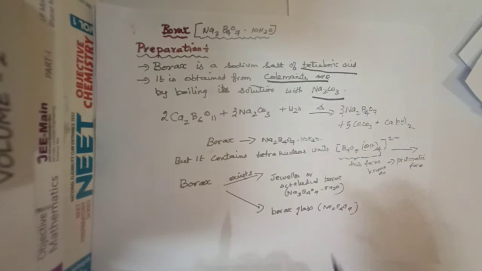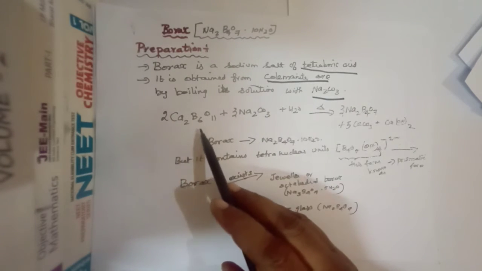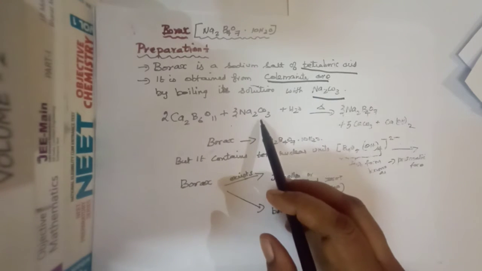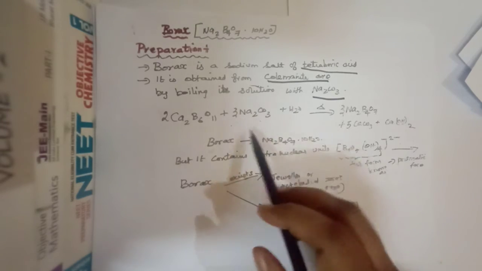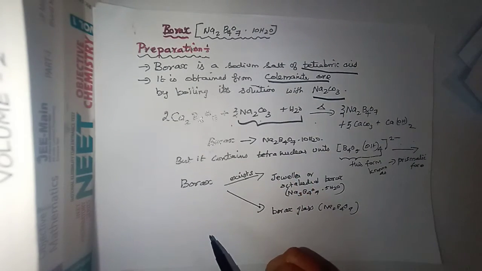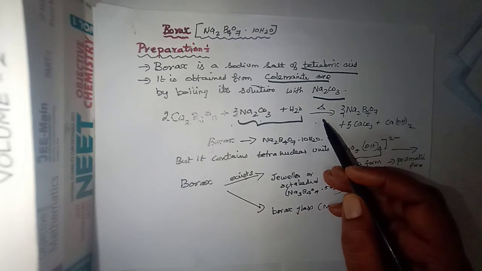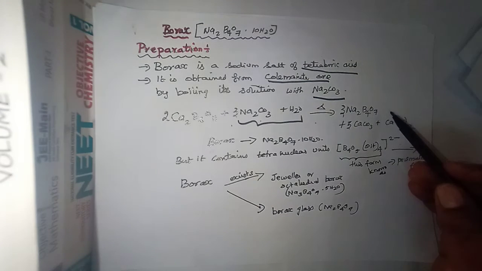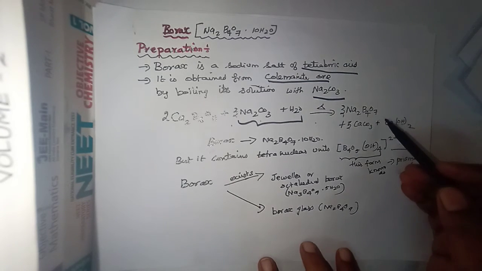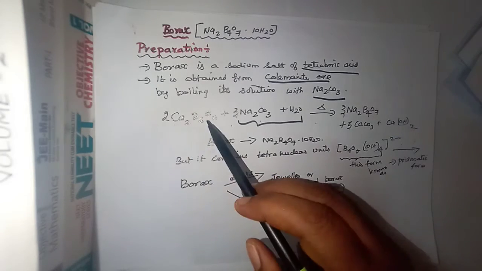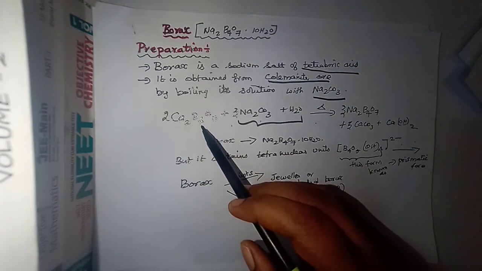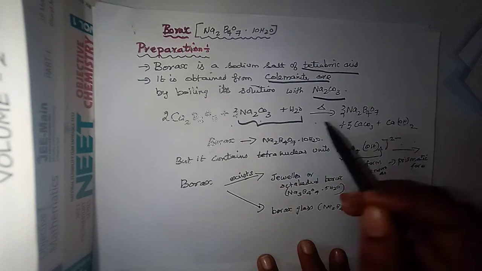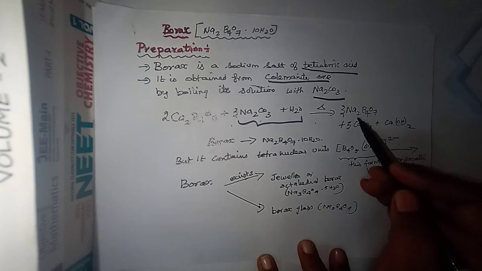First we take the ore, that is Ca2B6O11, and boil it with a solution of sodium carbonate. While boiling, you get borax, Na2B4O7. How many borons are there? Here 6 twos are 12; here 3 fours are 12. How many sodiums are there? 6. So sodium is also satisfied.